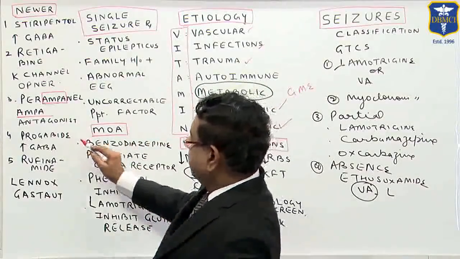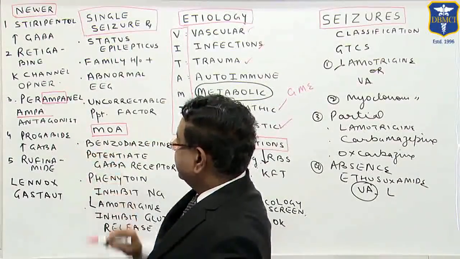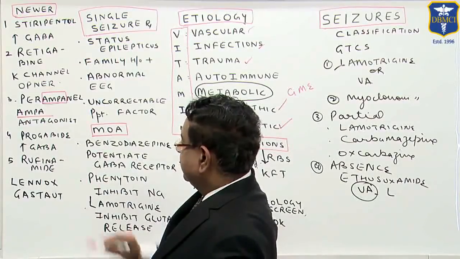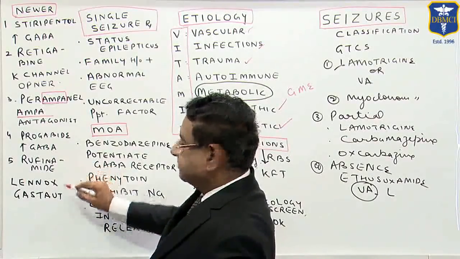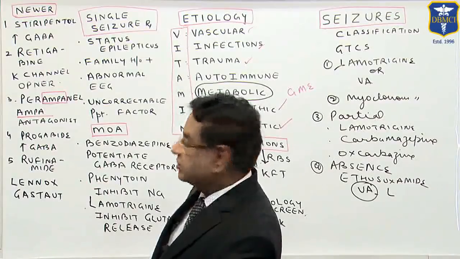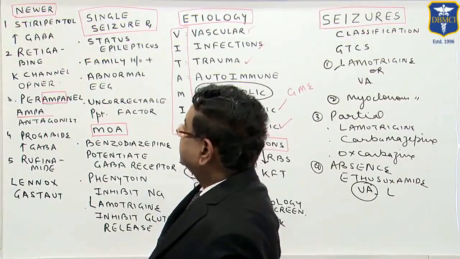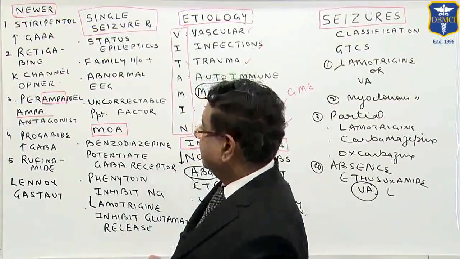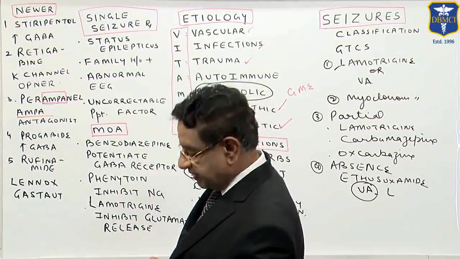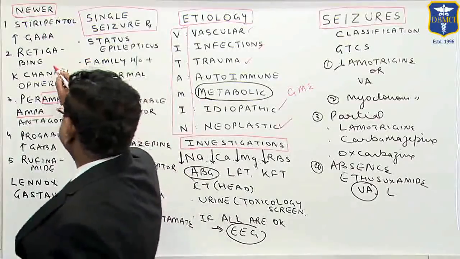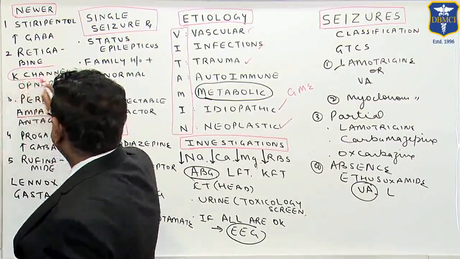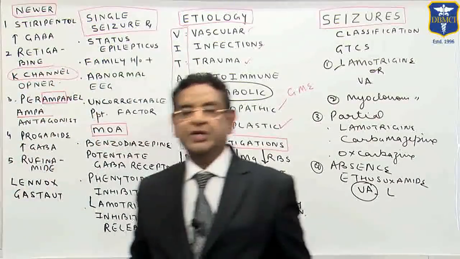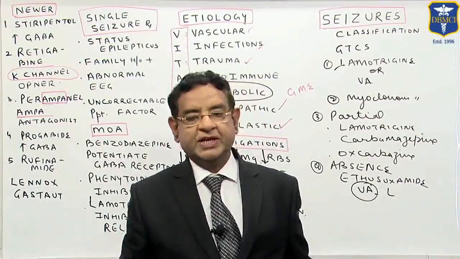We have progabide, it increases GABA. Rufinamide is used for Lennox-Gastaut syndrome. So they are the newer drugs which are in the pipeline. And one more thing I would like you to make a special note of: retigabine is the only drug which has a unique action of potassium channel opener.